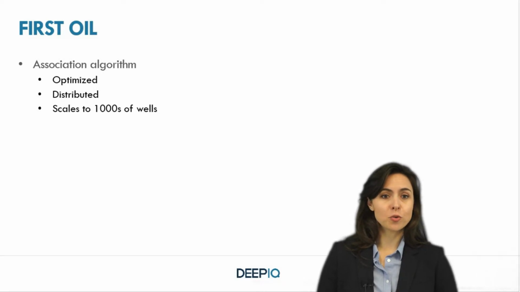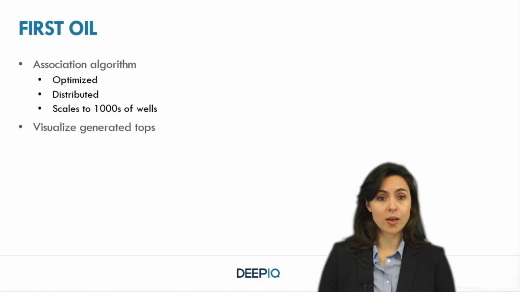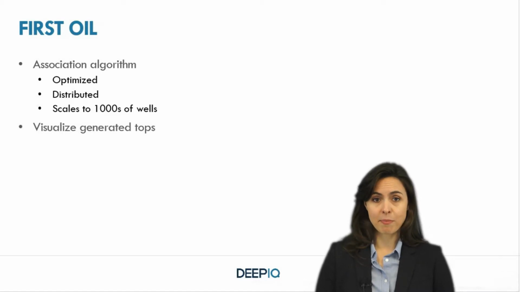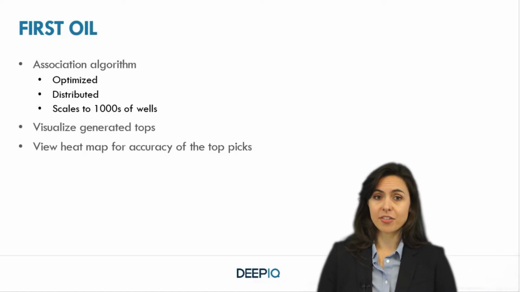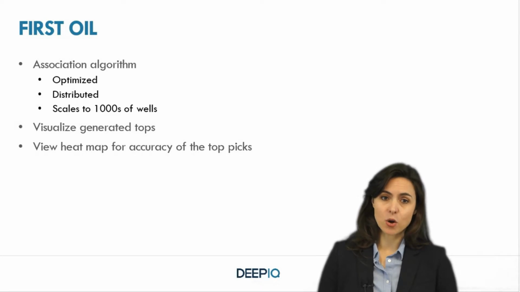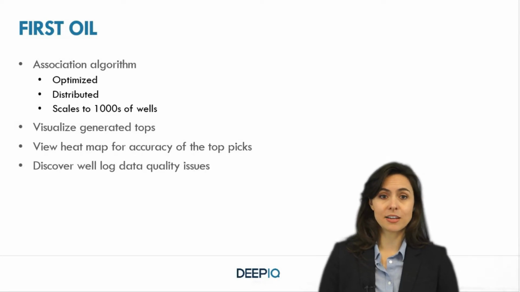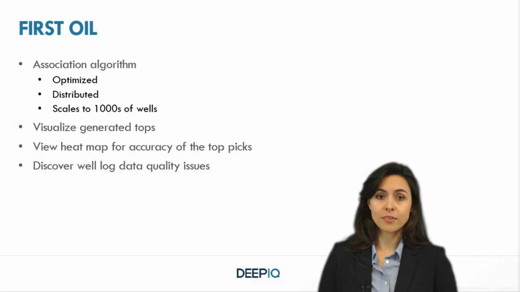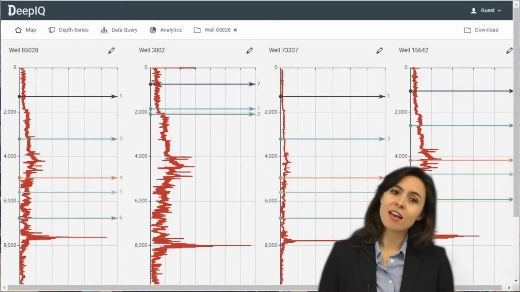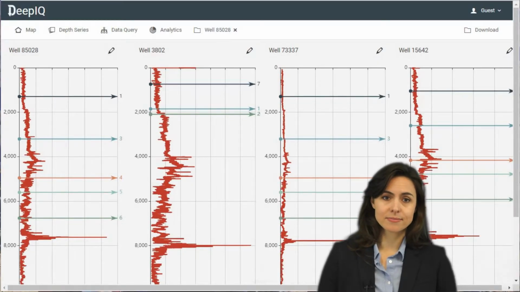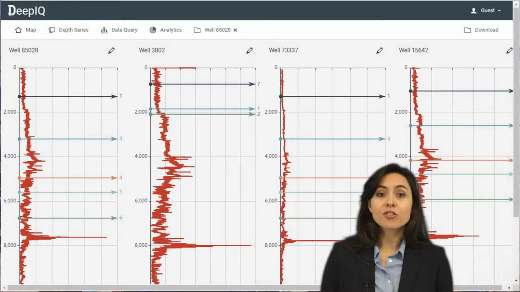You can then visualize the generated tops for all the wells and also look at the heat map view to validate the accuracy of the top picks and discover data quality issues that might exist in your well logs. You can also see the cross-section of your play with your well logs. You can select a collection of wells and generate cross-section views.